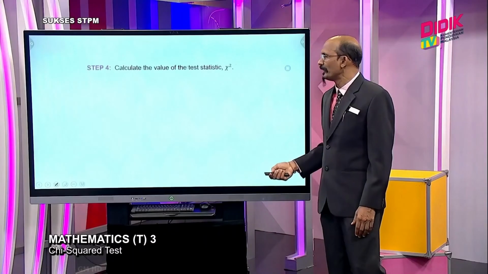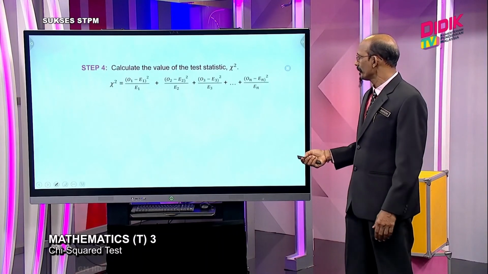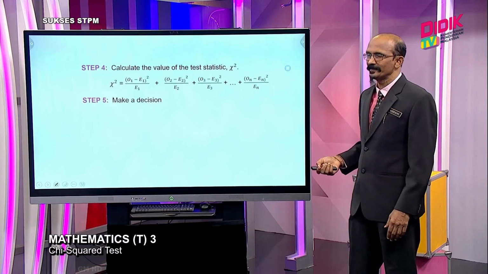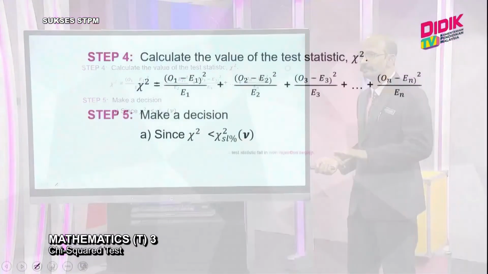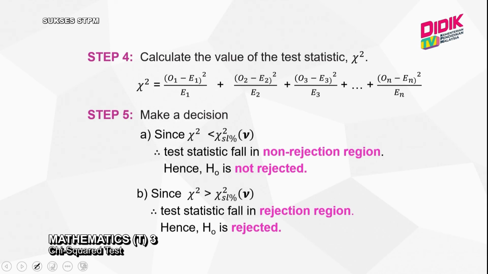In step 4, I will calculate the test statistic, but slightly different from just now. So we state the formula and then we make a decision. Decision, as I mentioned earlier, is the 3-layer statement. As what I show here. Same thing, if this is not rejected, or this is the rejected case.